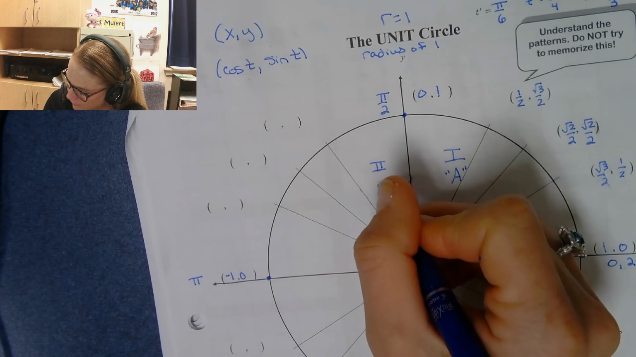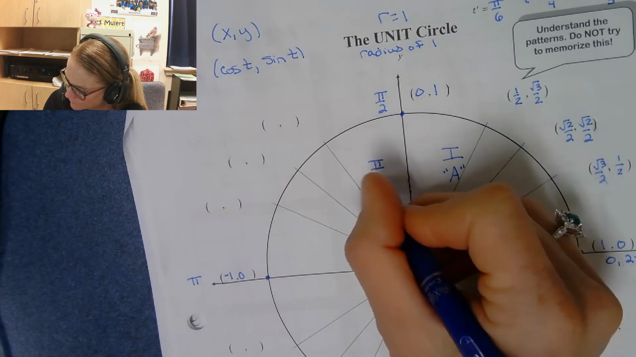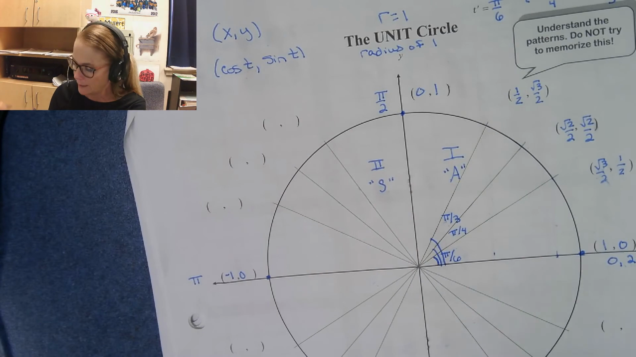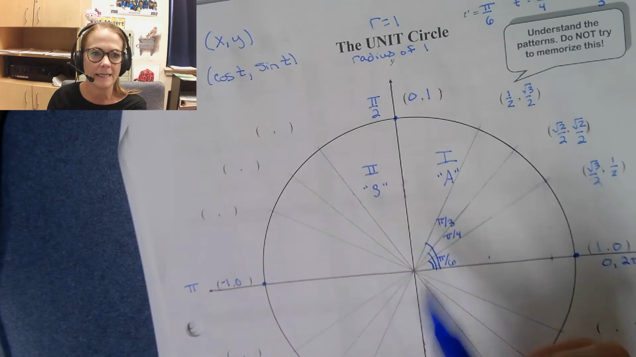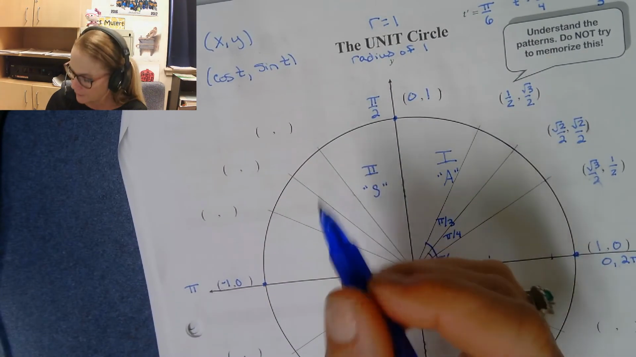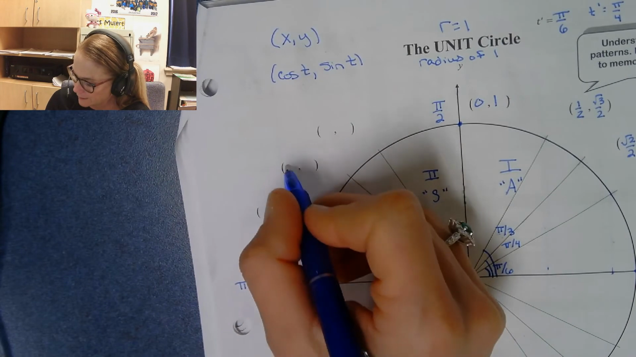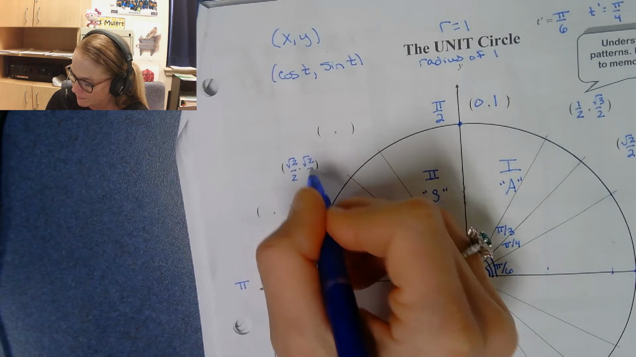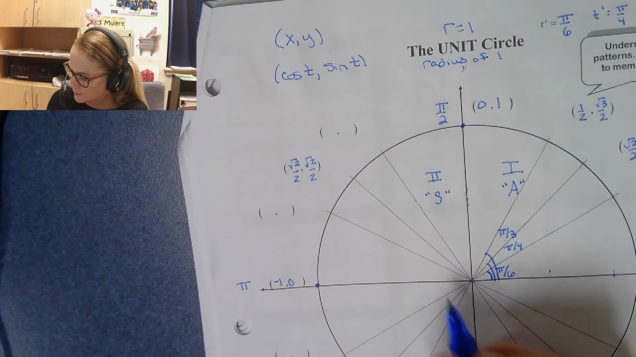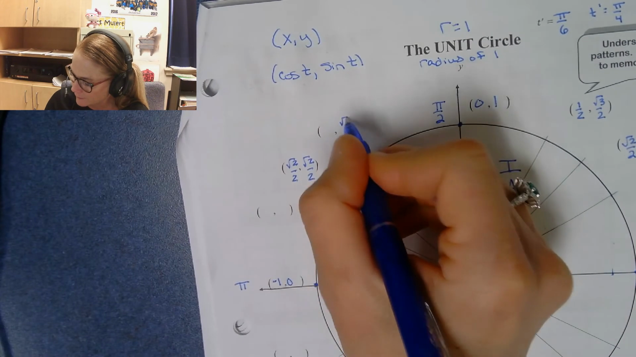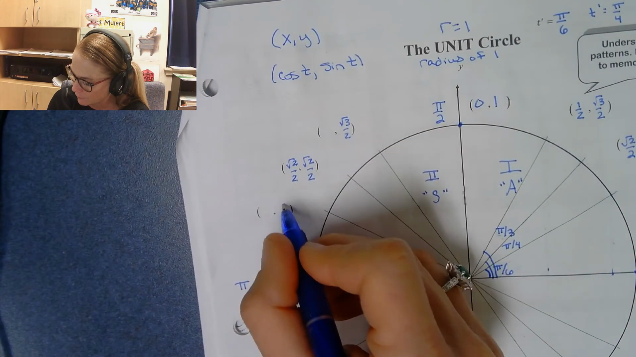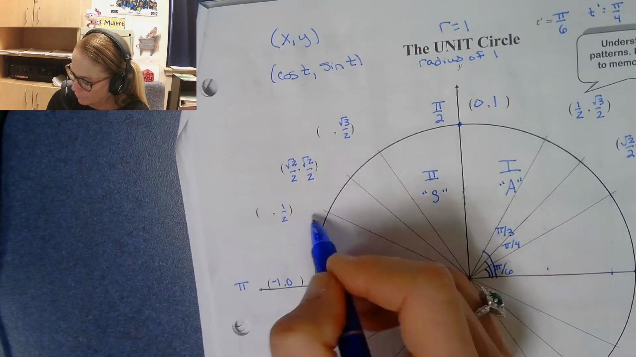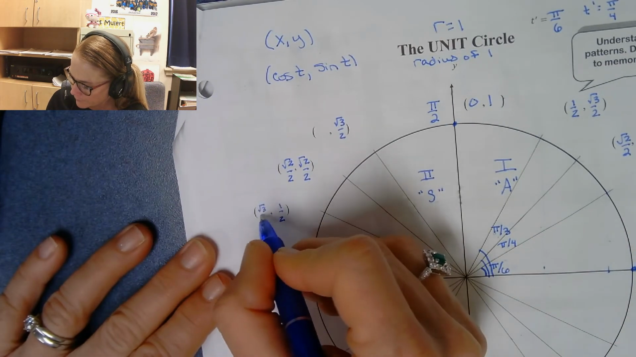All right, so this is your all students. This is S. Sine's going to be positive here, so sine's that y value. Which makes sense. We're above the x-axis, so it makes sense that sine would be positive. Okay, so, this is going to be root 2 over 2. Okay, so once again, this is higher, so that's root 3 over 2. This is lower, so bigger, smaller. This is more right, so bigger, smaller.